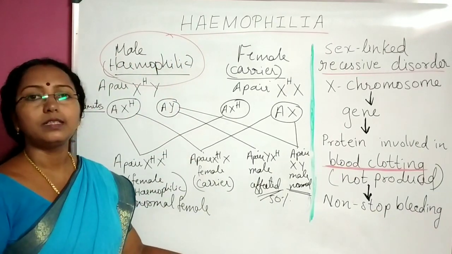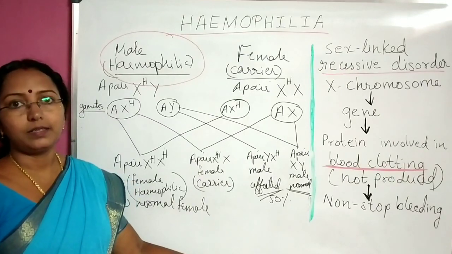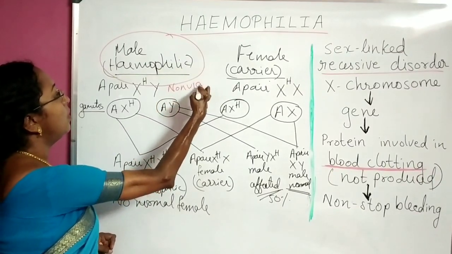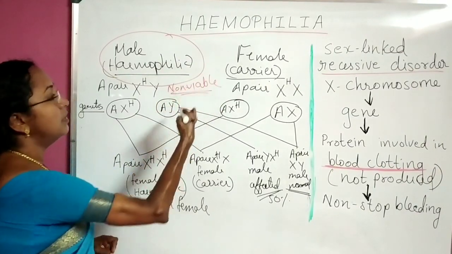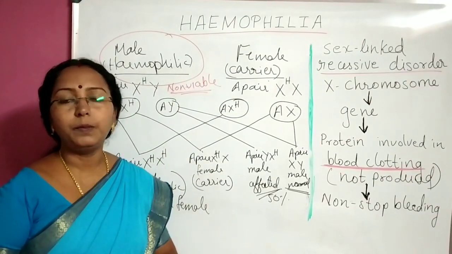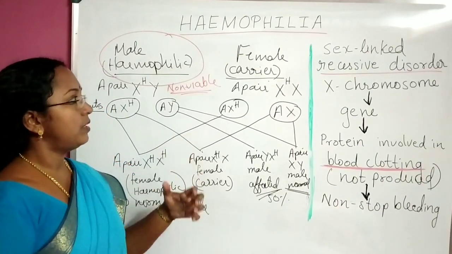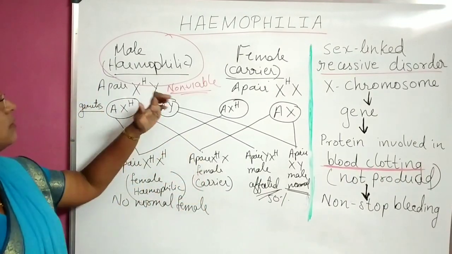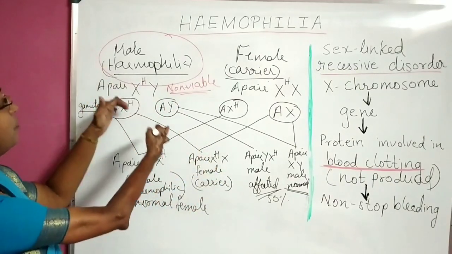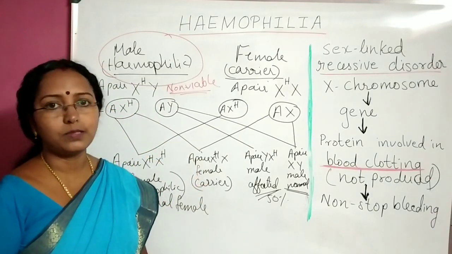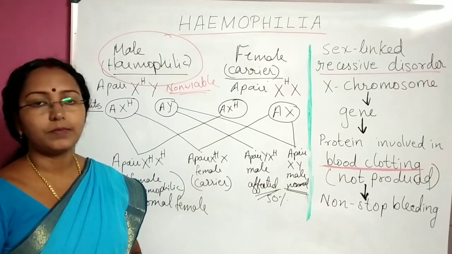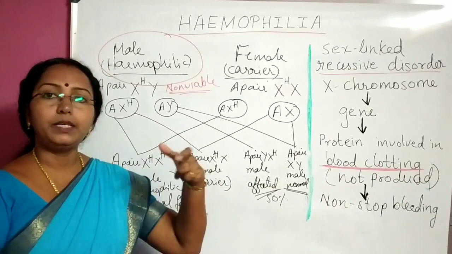But children, always remember, this kind of cross, that is haemophilic male producing young ones, is very, very rare. Because haemophilic males will be non-viable. They will not be able to actually produce offspring in 90% of cases. So this kind of thing, that is producing young ones from a haemophilic male, is not possible. Not completely, but to a certain extent it is not possible. Because they will not be viable in the later period of their life.